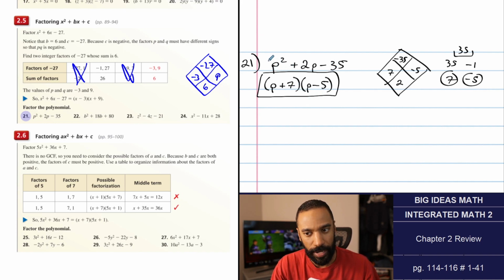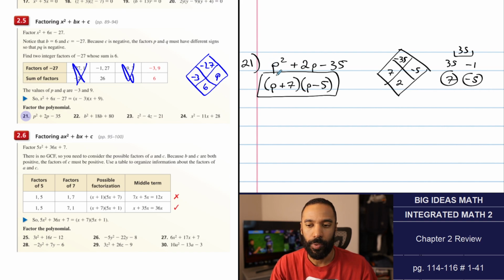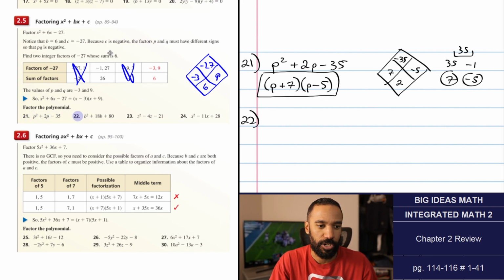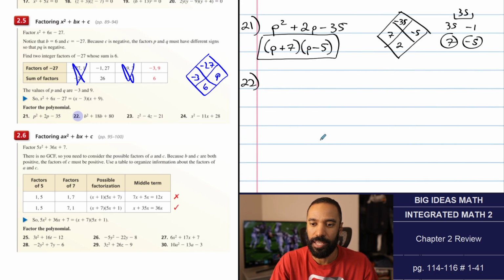This is really easy when it has just a positive 1 p squared here, because they don't seem to affect the middle terms, but in section 2.6 they will a little more so. We'll get ready for that. Number 22, let's factor b squared plus 18b plus 80.